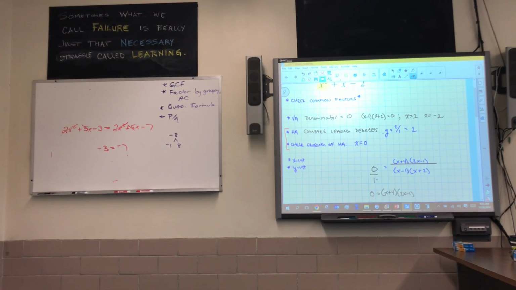Think about this in general. If I'm looking for x-intercepts, is this number ever going to be anything other than 0?